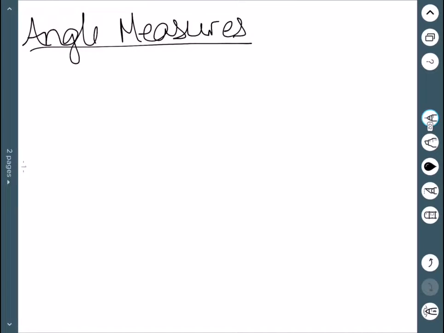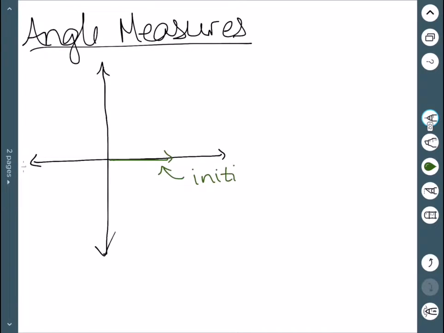We'll now look at different ways to measure angles. And we'll start by discussing the standard position of an angle. When we have our standard coordinate system, and when we're drawing an angle, we want one side to be along the x-axis. And we call this the initial side. The other side can be anywhere else, and we call it the terminal side.